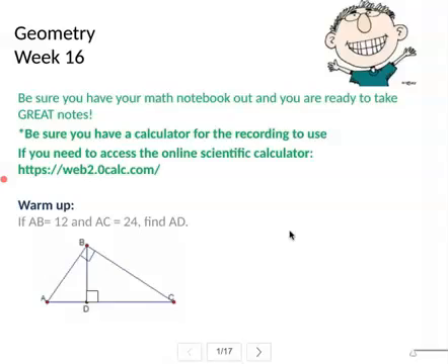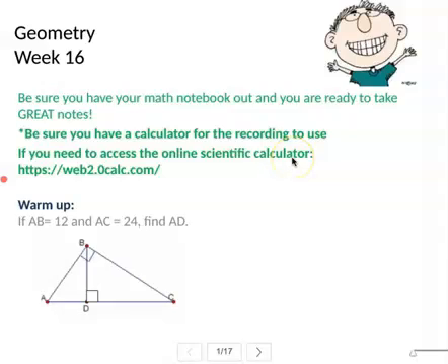So we are continuing to study right triangles this week. We are going to be looking at trigonometry this week, which is probably new for a lot of you. And it is important that you have a scientific calculator this week, and even when you're watching this recording, so that you can practice with using some trig functions and make sure that you're in the right mode. So at this time, I do want you to make sure that not only you have your math notebook, but you also have access to a scientific calculator.